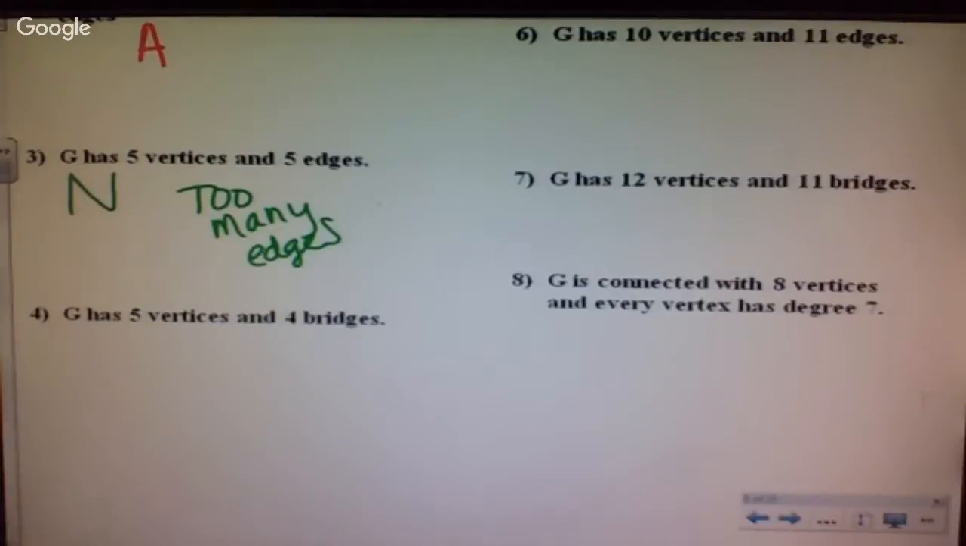Take a look at number 4. I have 5 vertices and 4 bridges. Oh shoot, I didn't even notice that when I did. Bridges. Always, sometimes, or never? What do you think, Timothy? Always. Always, sometimes, or never. 5 vertices, 4 bridges.